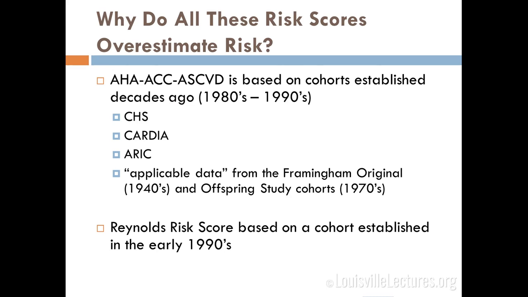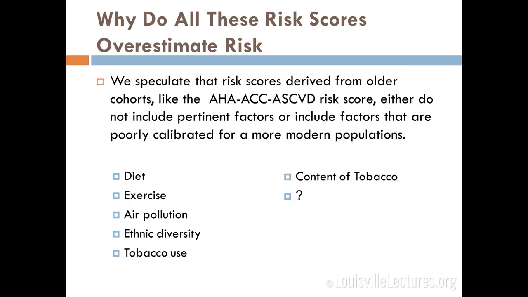So I wanted to leave a couple minutes for why I think these risk scores overestimate and what to do about it now. Why I think is because these risk scores were developed from cohorts that are a quarter century old, and this is a moving target. Things change, right? Diets change, the way people exercise, air pollution that several people here at this university work on. Ethnic diversity of the country is different. Tobacco use, in the 1970s and 80s, smokers smoked 2-3 packs a day.